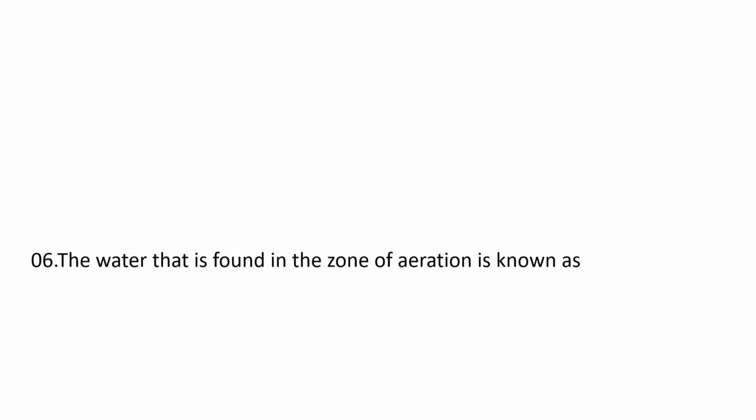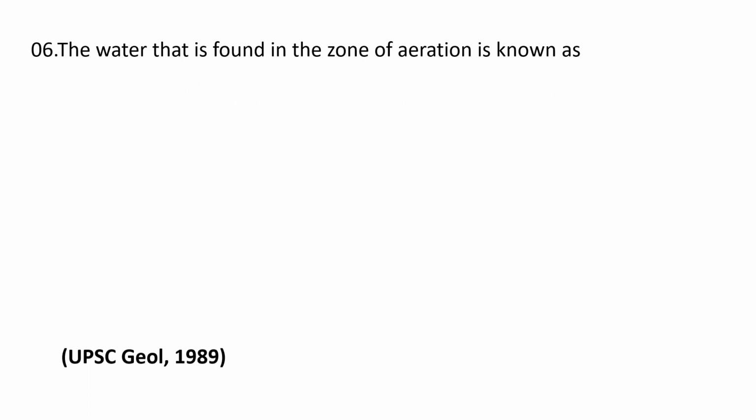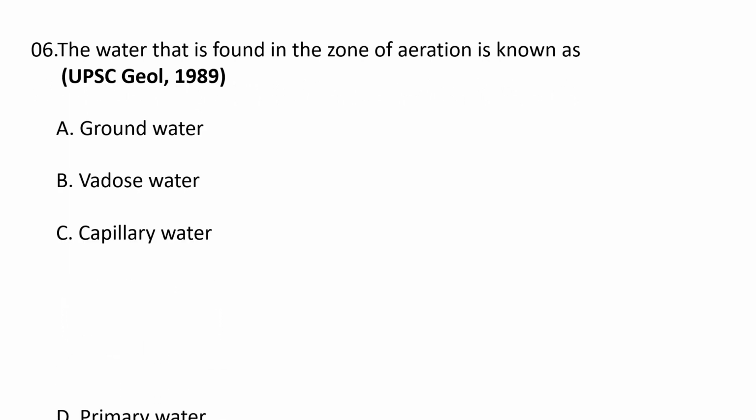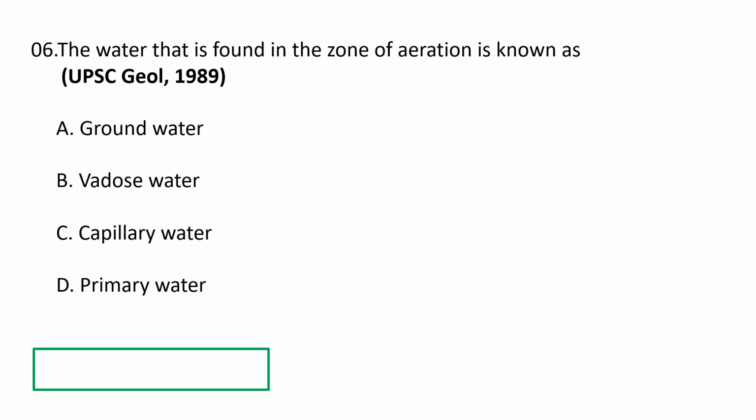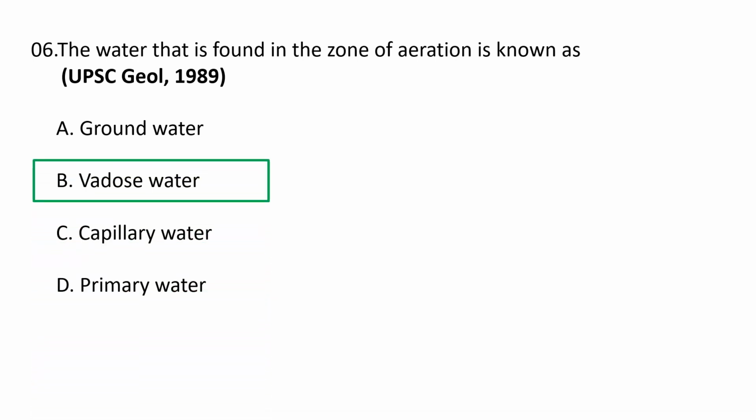Next question. The water that is found in the zone of aeration is known as A. Groundwater, B. Vadose water, C. Capillary water and D. Primary water. So that is known as vadose water, the water that is in the zone of aeration. Whereas in the zone of saturation, that is known as groundwater or water table. So correct answer is B.